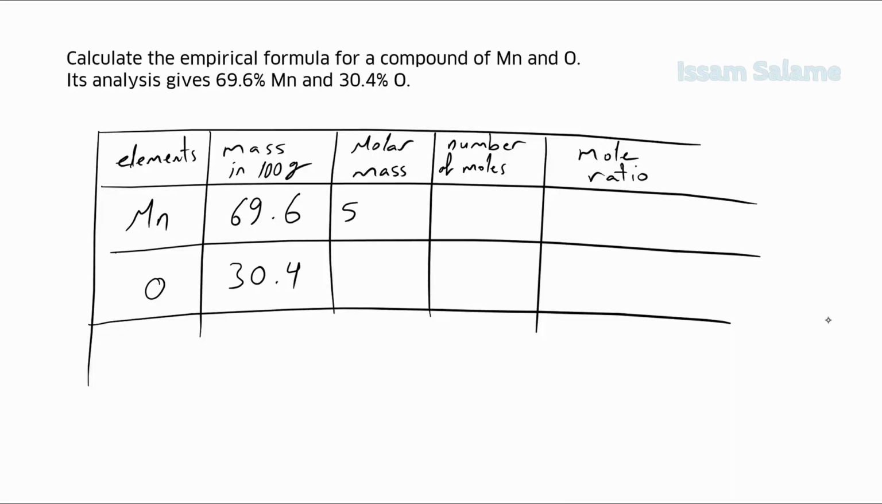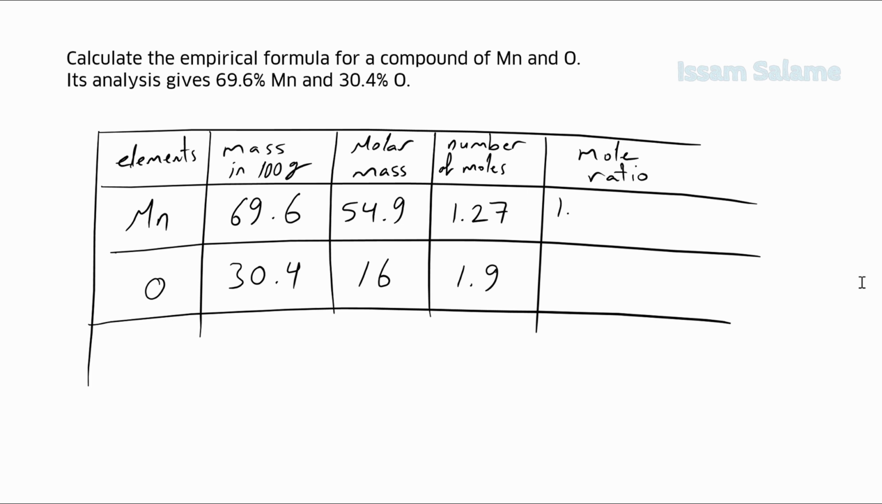So we list them in the table that we drew, and we divide the mass by the molar mass for each element to find its number of moles. For manganese, the number of moles is 1.27. For oxygen, its number of moles is 1.9. And now please listen carefully to how to find the mole ratio.